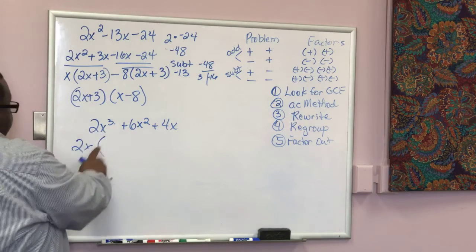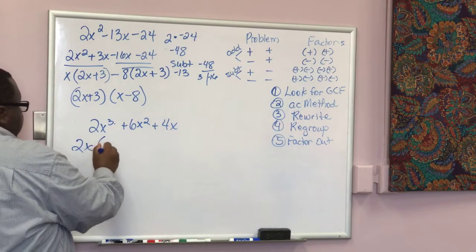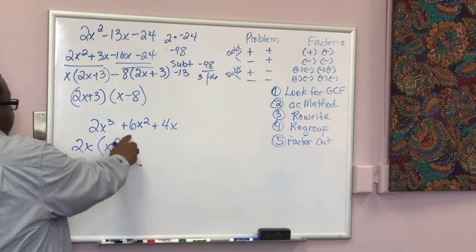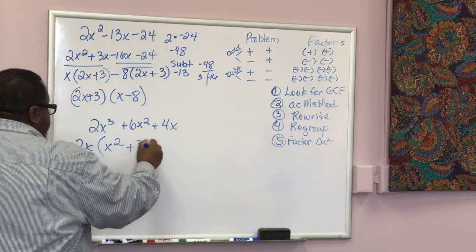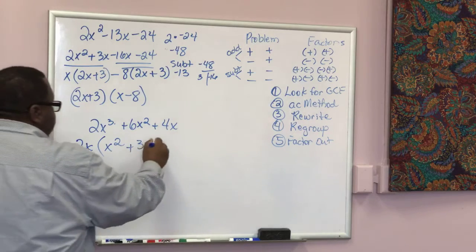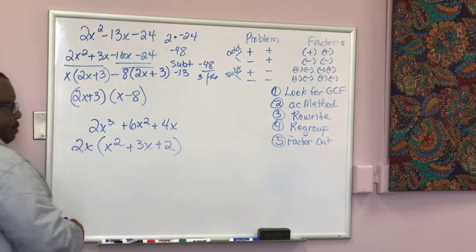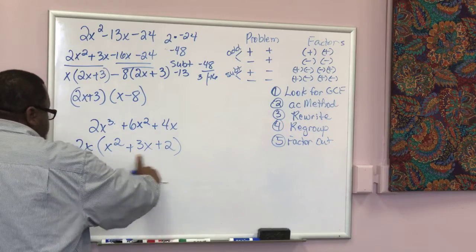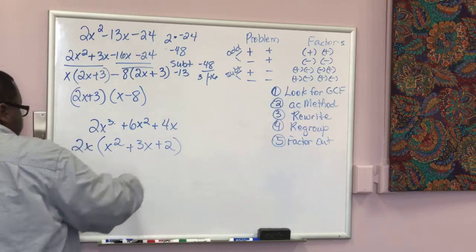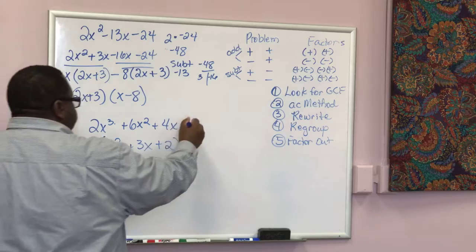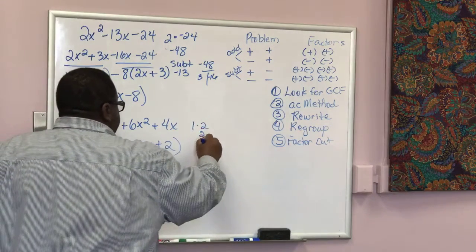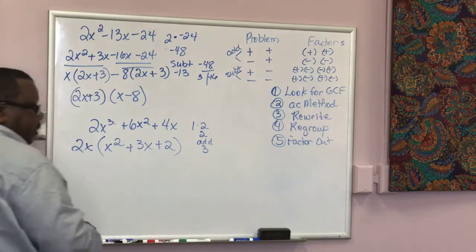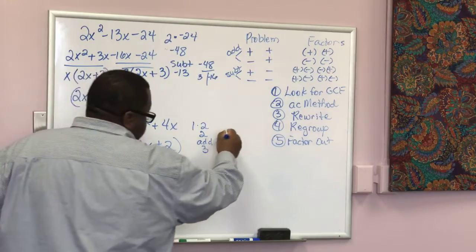So what's 2x to the third power divided by 2x? X squared. What's 6x squared divided by 2x? 3x. And what's 4x divided by 2x? 2. All right? Now, then we got to work with this. This is what we're going to work with now. This is a simple problem. What's 1 times 2? And what 2 numbers do we need to add to get what? 3. All right? So 2 is prime.